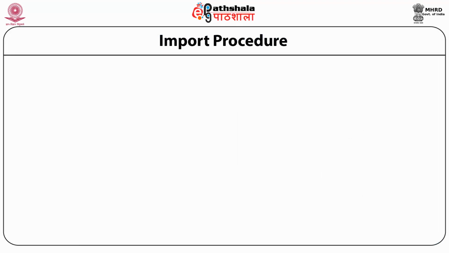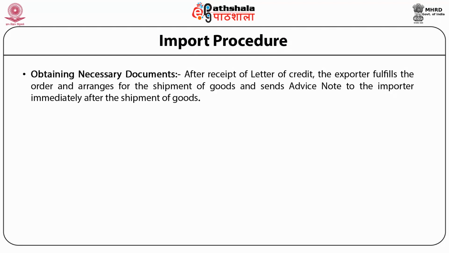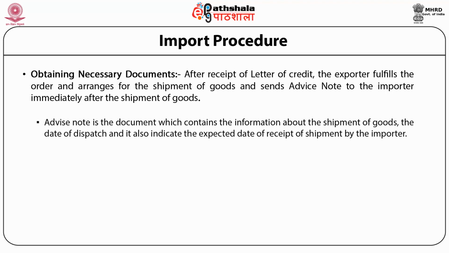The next step is obtaining necessary documents. After receipt of the letter of credit, the exporter fulfills the order and arranges for the shipment of goods and sends an advice note to the importer immediately after the shipment of goods. Advice note is the document which contains the information about the shipment of the goods, date of the dispatch, and it also indicates the expected date of receipt of shipment by the importer.